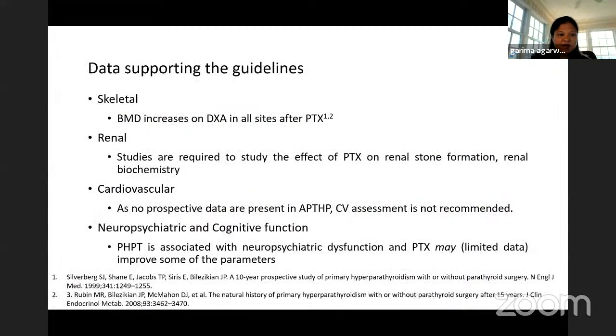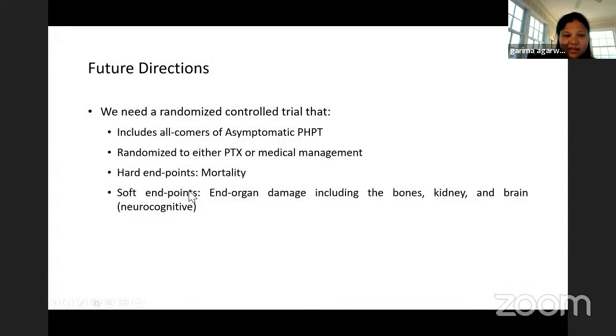We have to understand one fact, that the data supporting these guidelines for asymptomatic patients is very limited. There are some studies which have indicated that bone mineral density improves in these patients after parathyroidectomy, but there is definitely limited data, or almost no data, telling us about renal and cardiovascular improvement, or neuropsychiatric or cognitive function, in these asymptomatic patients, whether eventually it will benefit their cardiovascular and renal health.